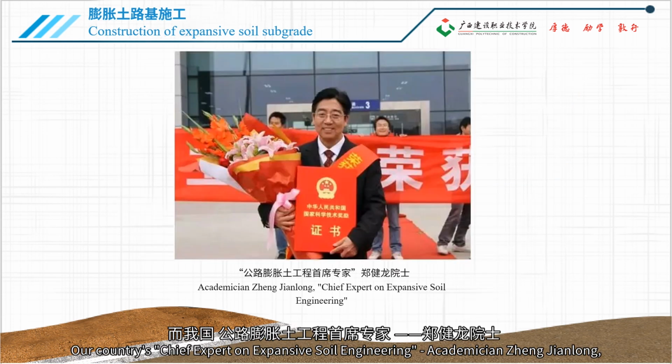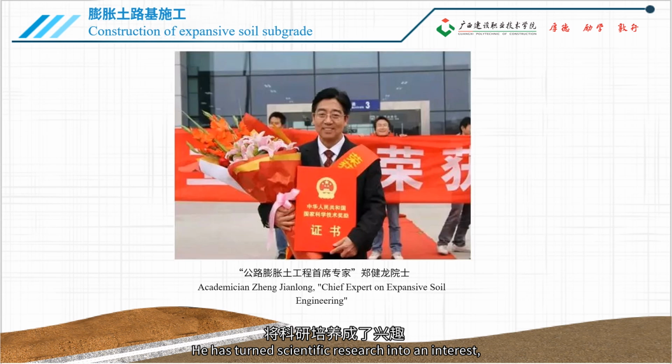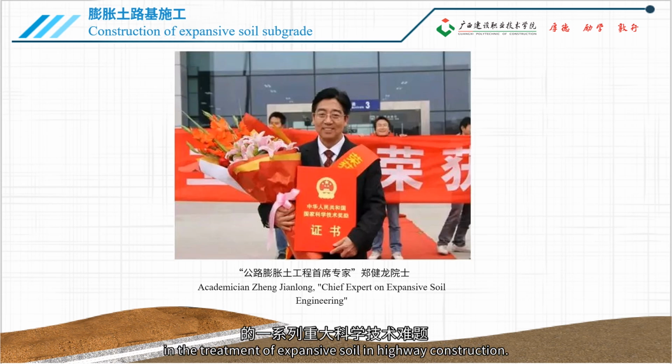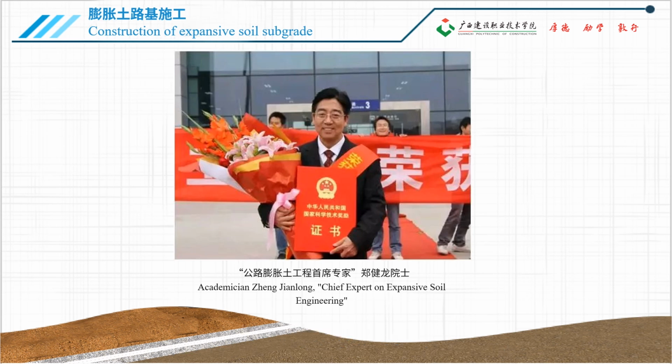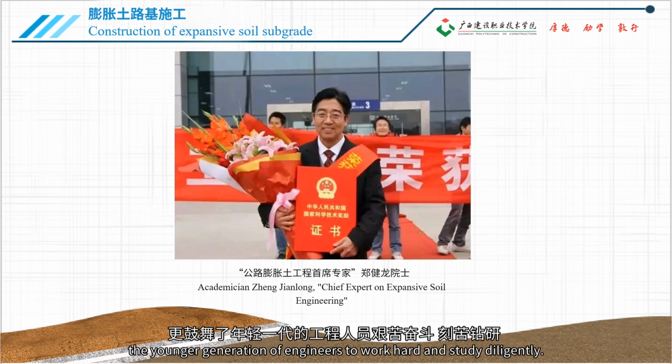foundation. Our country's chief expert on expansive soil engineering, academician Zheng Jianlong, has long been dedicated to the research on the treatment of expansive soil. He has turned scientific research into an interest, solving a series of major scientific and technical problems in the treatment of expansive soil in highway construction. It not only benefits engineers worldwide, but also inspires the younger generation of engineers to work hard and study diligently.